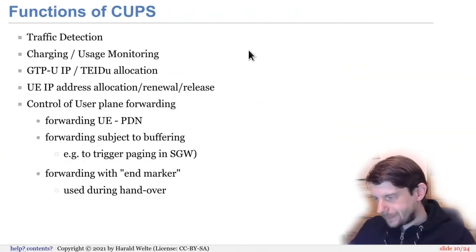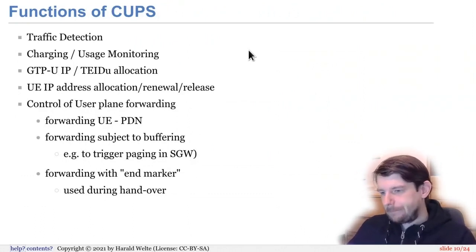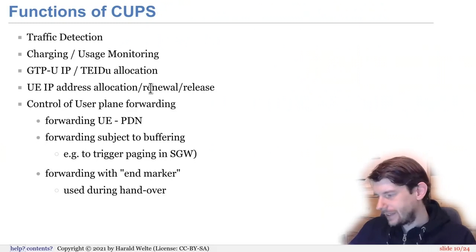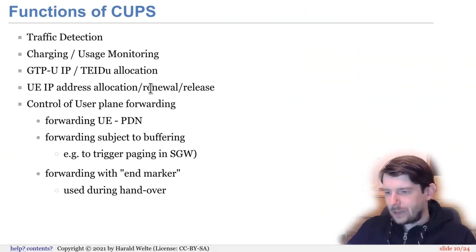So what kind of functions does CUPS cover logically, and how are these functions then controlled using PFCP? On the one hand, we have so-called traffic detection. That means matching of packets based on some criteria. Then we have functions such as charging or usage monitoring. Of course, there's some kind of accounting in a packet gateway to be able to bill subscribers. There is the question of allocating tunnel endpoint identifiers and IP addresses dynamically. We have IP address allocation, renewal, and release for the user equipment, meaning when the PDP context or the bearers are established, of course, IP addresses are allocated to the subscribers, and those need to be managed.